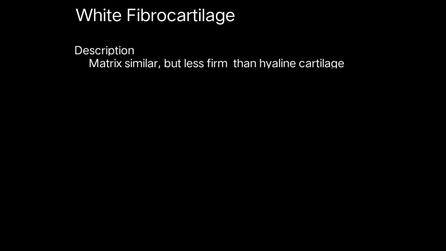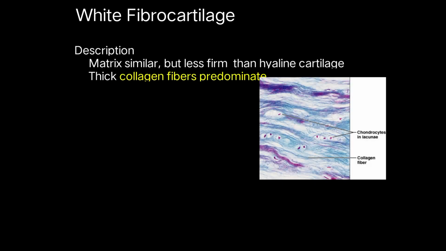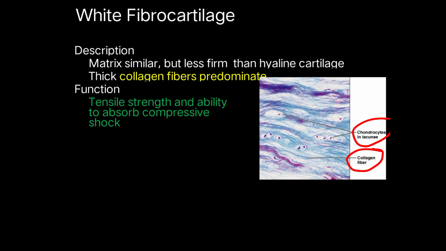Now white fibrocartilage. Its matrix is similar to, but less firm than, hyaline cartilage, and thick collagen fibers predominate here. This is the chondrocytes in the lacuna, and these are the collagen fibers. The function is tensile strength and the ability to absorb compressive shock. The location is the intervertebral disc.